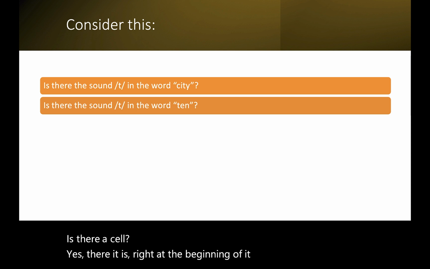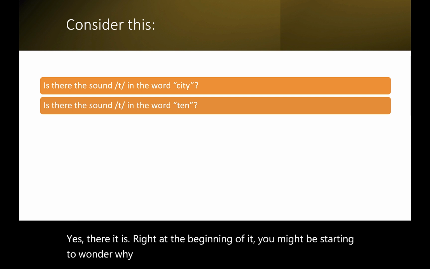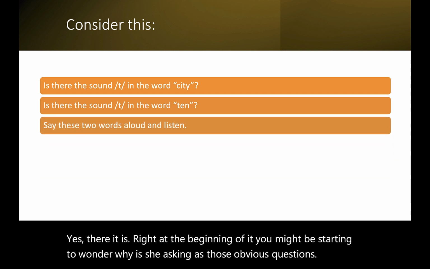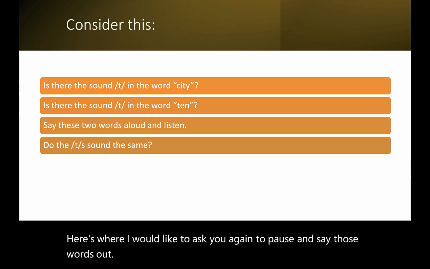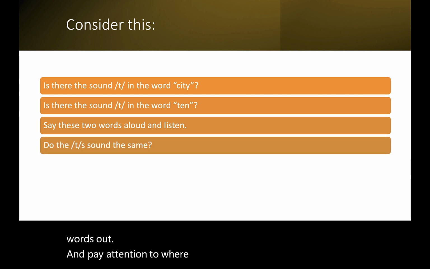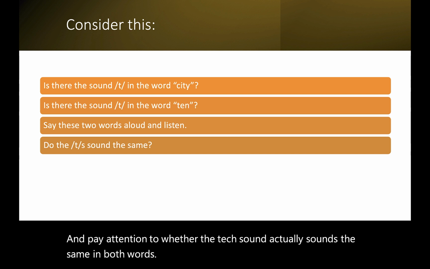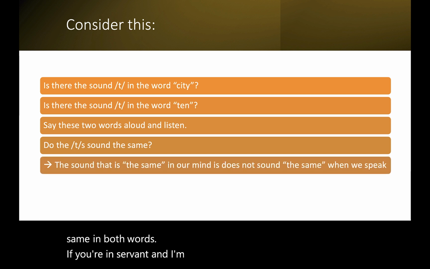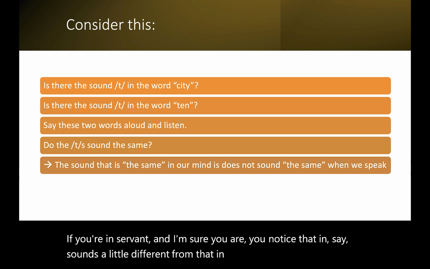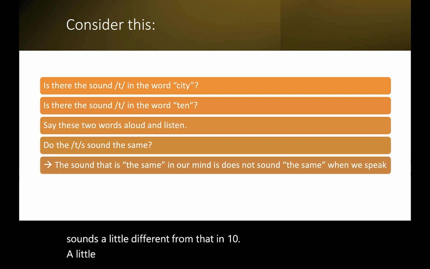You might be starting to wonder, why is she asking us those obvious questions? Here's where I would like to ask you again to pause and say those words out loud, and pay attention to whether the T sound actually sounds the same in both words. If you're observant, and I'm sure you are, you notice that the T in city sounds a little different from the T in ten. A little softer, almost like a D sound.